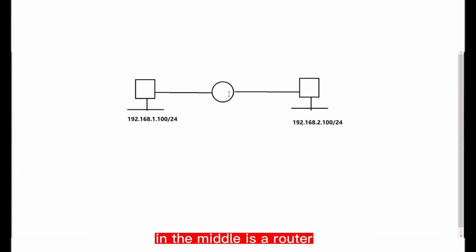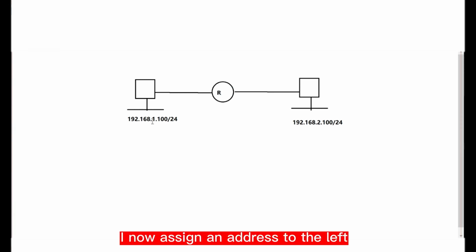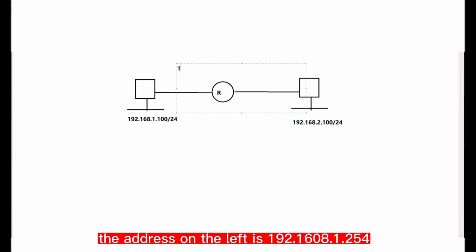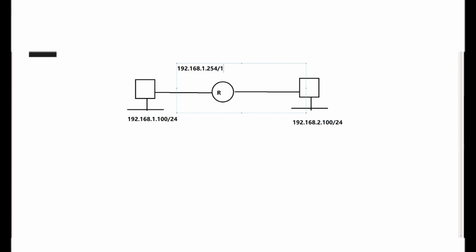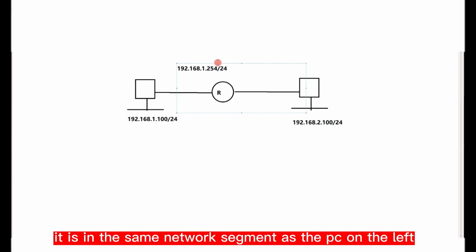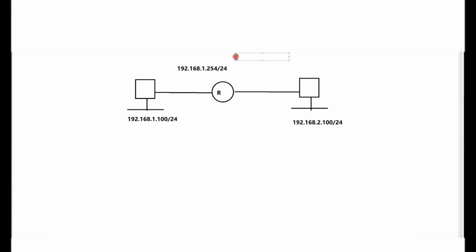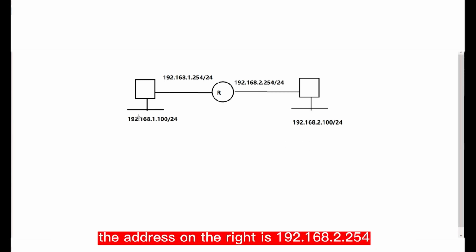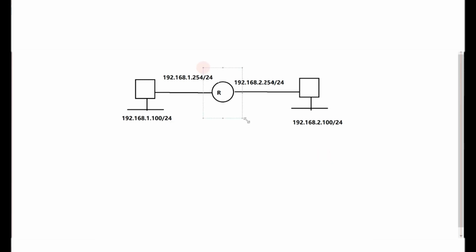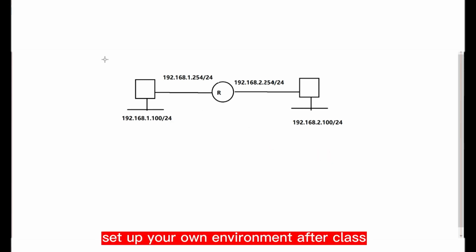In the middle is a router. Then, for the router, I now assign an address to the left and right sides respectively. The address on the left is 192.168.1.254. 24-bit mask. It is in the same network segment as the PC on the left. The address on the right is 192.168.2.254. 24-bit mask. Set up your own environment after class.